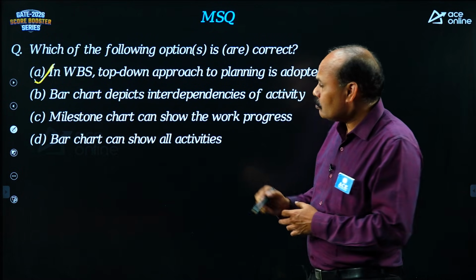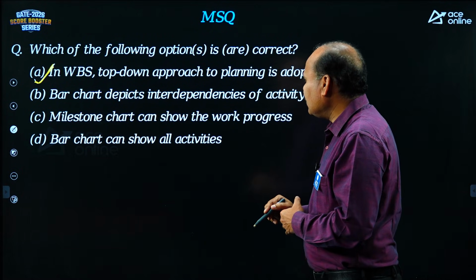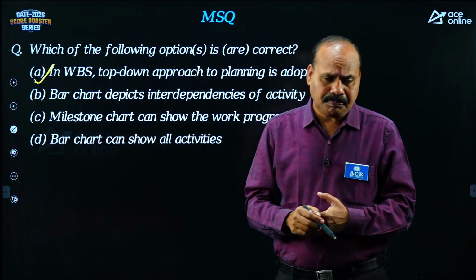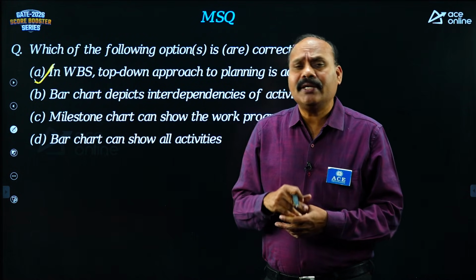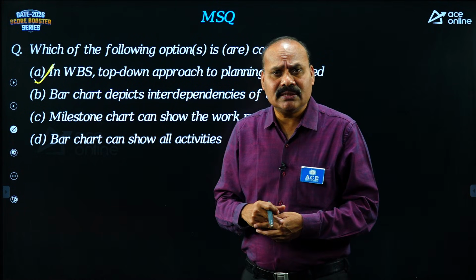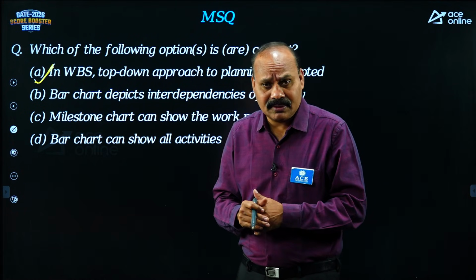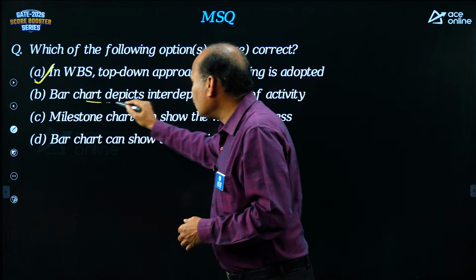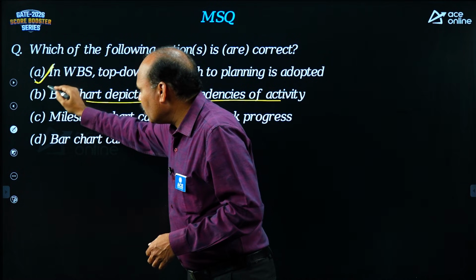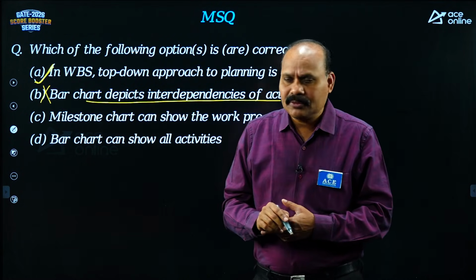Option B. Bar chart depicts interdependencies of activities. One of the main drawbacks of a bar chart is that it cannot show the interdependencies. The precedence relationship cannot be identified from the bar chart. That is the main drawback of the bar chart. Now it is saying that the bar chart shows interdependencies. It is absolutely wrong. So B is wrong.